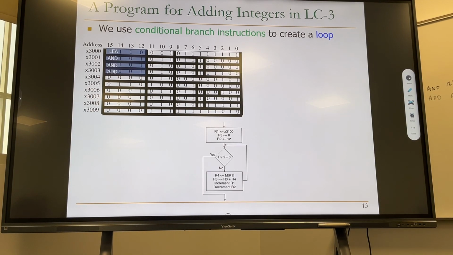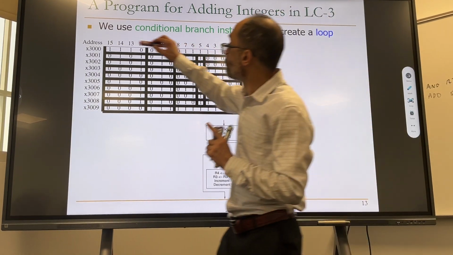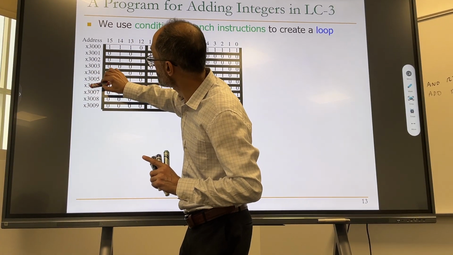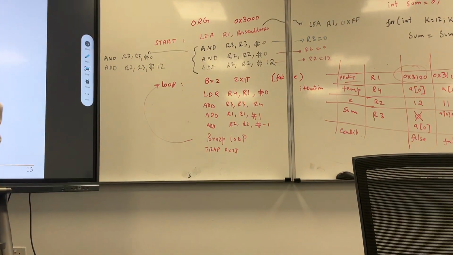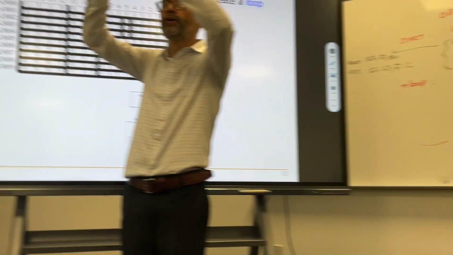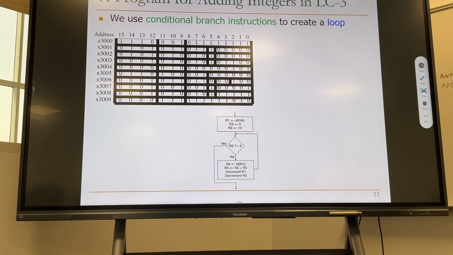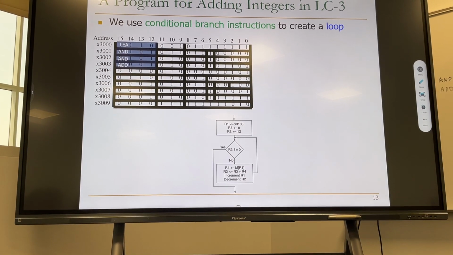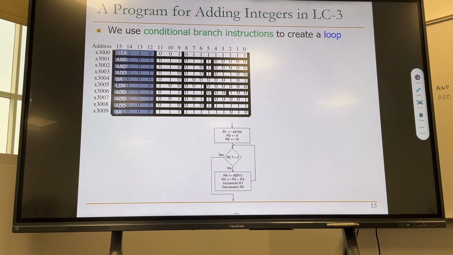Can you see here? Please look here now. How many instructions were there? There were 10 instructions: 1, 2, 3, 4, 5, 6, 7, 8, 9, 10. What was the first instruction? LEA. What is the code for LEA? 1110. How do we know it? From the table. So these are all the opcodes. Please remember, opcodes are 4 bits. So this is the output for LEA and this is the output for BR. This is the output for LDR and this is the output for BR.